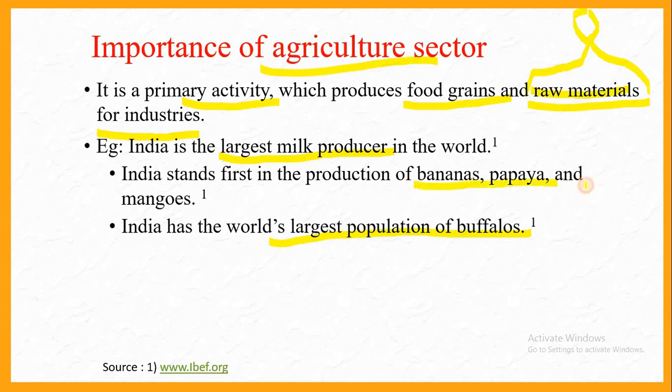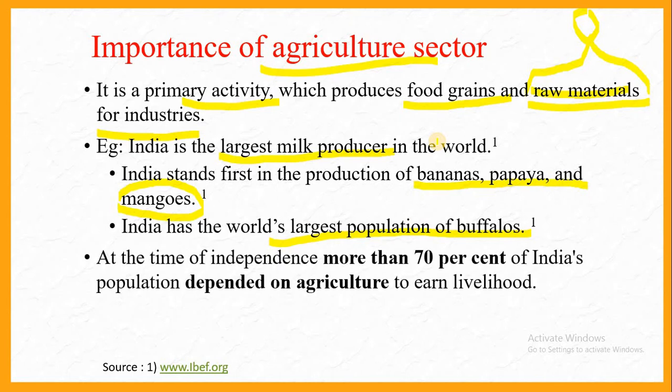And India is a major producer of fruits also. Major means first, highest producer of these agriculture commodities. Bananas, papayas, mangoes, etc. in the world. So India is an agriculture superpower in a way, in terms of total production. Okay. So we will look briefly at how Indian agriculture has been since independence.